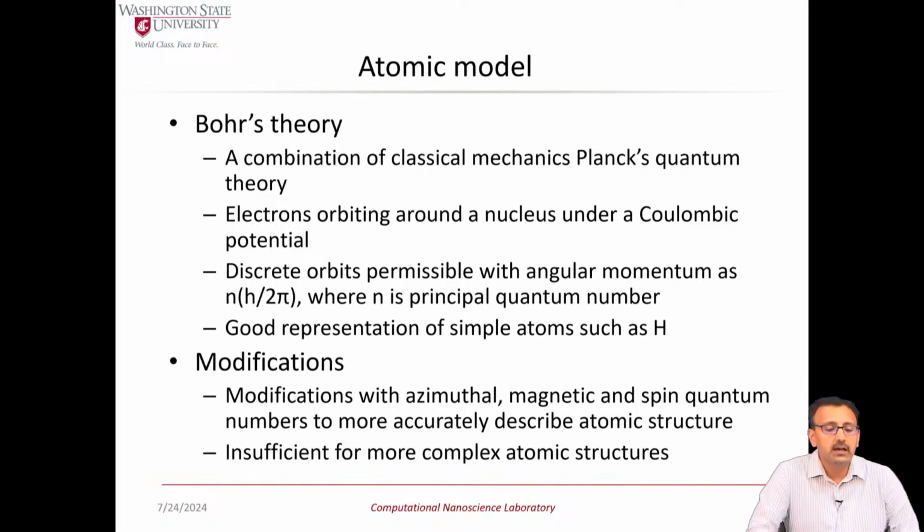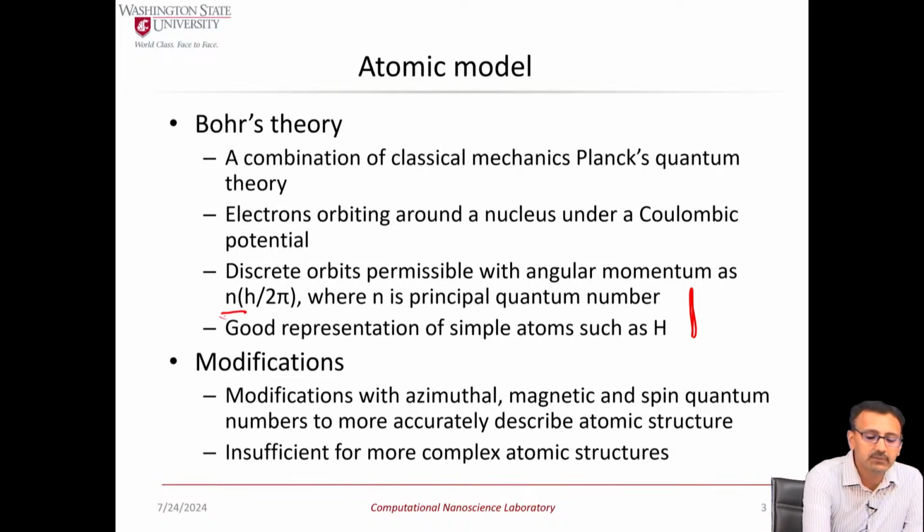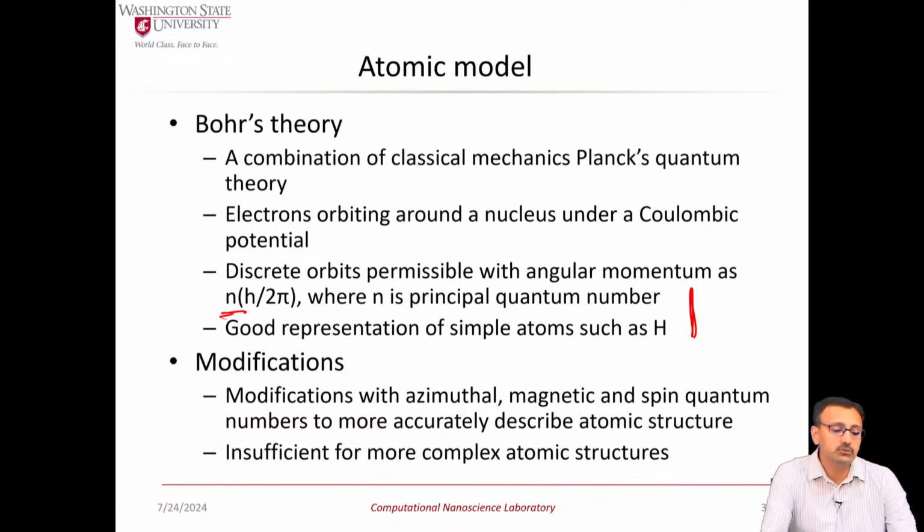pretty straightforward. The idea is we visualize atoms with a nucleus and electrons spinning around it or orbiting the nucleus under a Coulombic potential, much like the potential that I discussed yesterday for interaction of charges in molecular dynamics simulations, right? It's a product of charge over the distance with a prefactor. So based on the experiments and absorption of energy, it was deduced that electrons can only revolve around the nucleus with certain discrete values of angular momentum that is given by a constant number times Planck's constant over twice pi, and that number is famously called the principal quantum number.